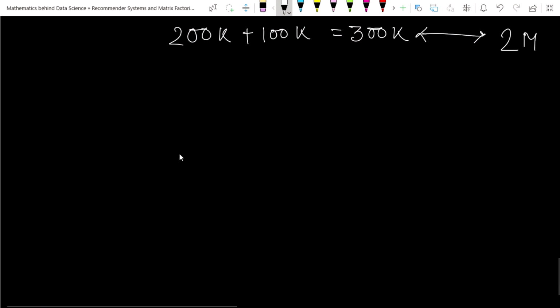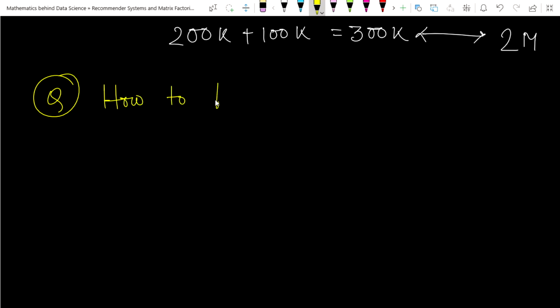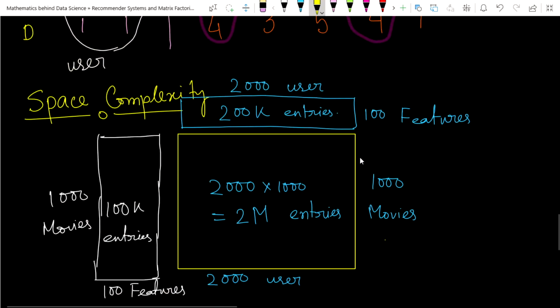Now the big challenging question is how to find the factorization. Here I have taken 100 features. See one thing, 100 features is sufficient to elaborate a movie. Although, if you take thousands of features, that's also not a large number for these two quantities. But the main thing is here.